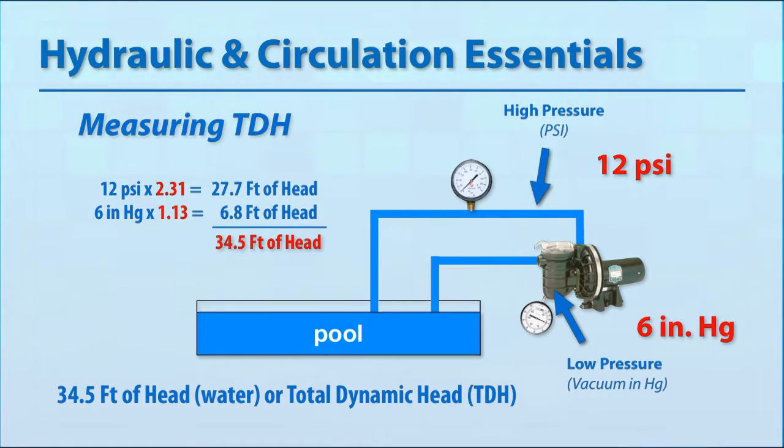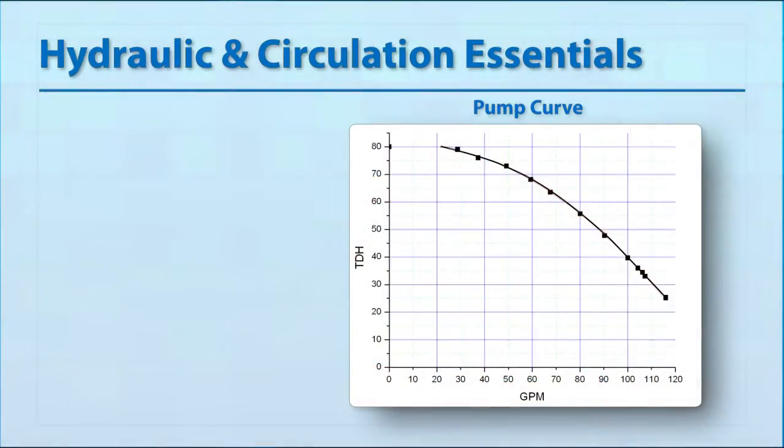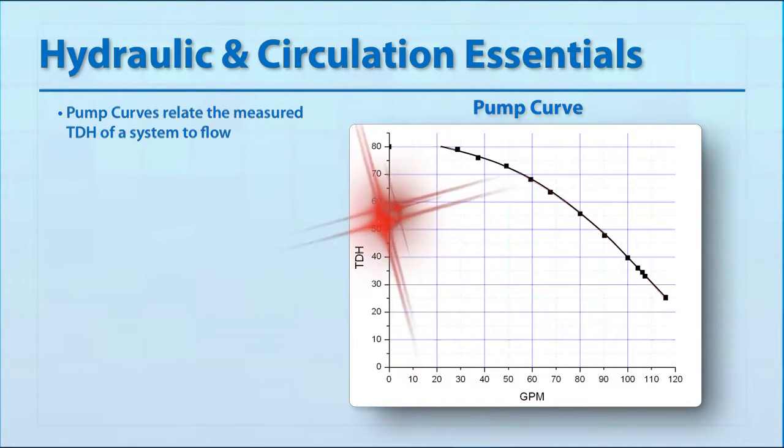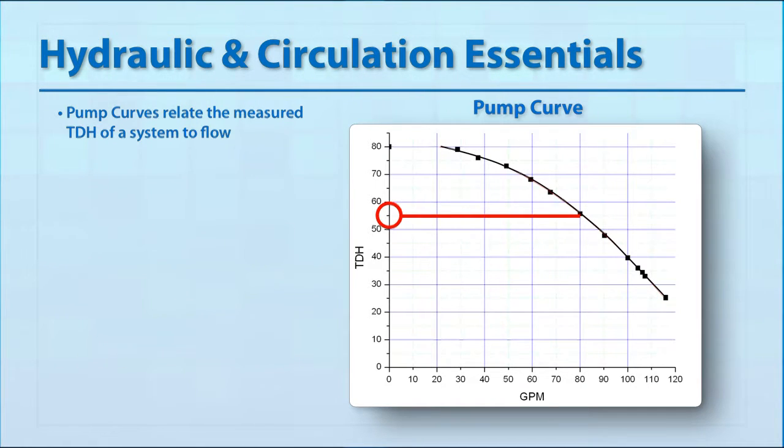Now, what do we do with this number? As we stated, when installed on different pools, the exact same pump will have different flow rates. Each pool is unique, like a thumbprint, and that signature is captured in the TDH. A pump curve looks like this. On the vertical axis, we have TDH, and on the horizontal axis, flow in gallons per minute. In order to use this, you would measure the TDH and then locate it on the chart. So, if our TDH is 55, we find 55 on the vertical axis and move over until we intersect the pump curve. Then we move down to read the flow rate. We see that on this pump, a TDH of 55 results in 80 GPM of flow.